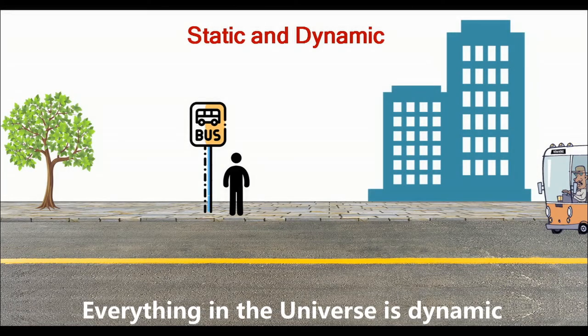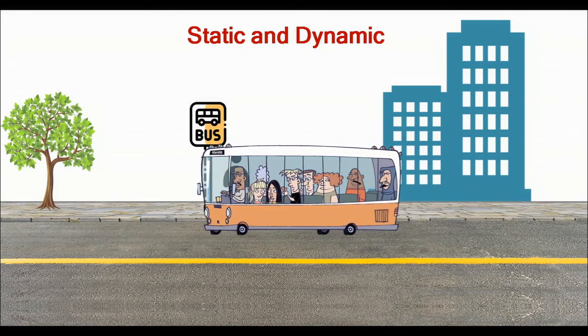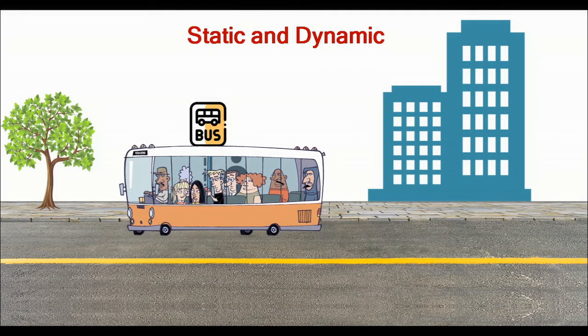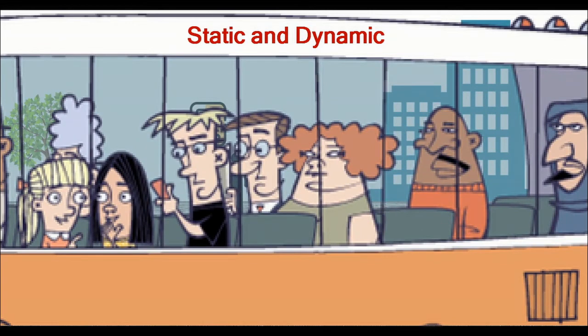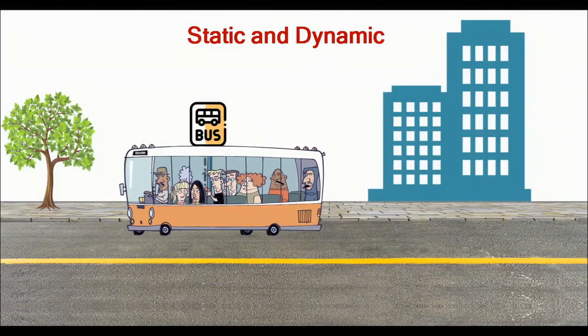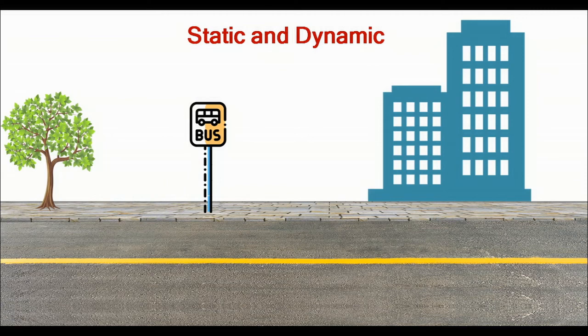Let's take a common example. A bus is approaching to the bus stop. To the person at the bus stop, the bus and the passengers in the bus all are dynamic. But inside the bus, the passengers are static to each other because the mutual distance among them does not change with time. On the other hand, the mutual distance between the tree and the building remains unchanged. That is why these objects are considered as static objects.